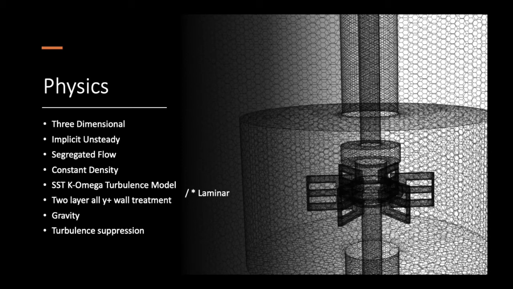Two-layer all y+ wall treatment was also used, providing valid boundary conditions near the wall. Finally, gravity acceleration is taken into account for buoyancy effects. It is important to mention that turbulence suppression was used too in order to mimic the effect of transition, and laminar models were used accordingly to the regime of flow for the proper lower Reynolds numbers.